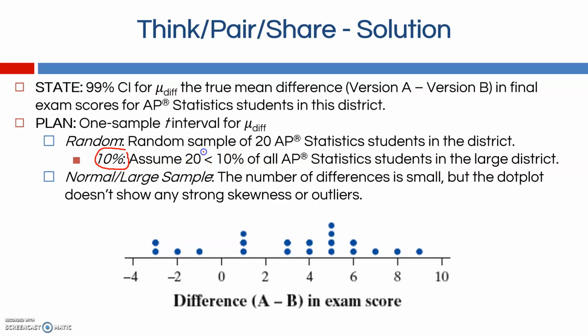Because we're only sampling 20 students, we are going to have to check our dot plot of our sample data. Nothing drastic here, no outliers, no skew, roughly symmetric, nothing major here. So we're going to go ahead and proceed.